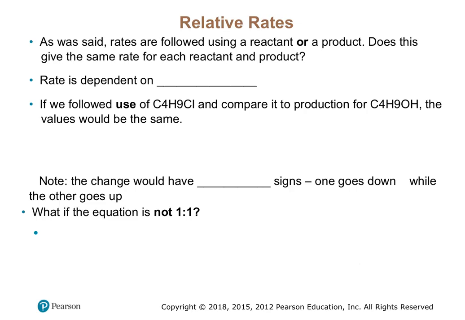So the last thing we're going to do on this section is talk about relative rates. We already talked about how we could measure the rate of a reaction following the reactants or products, but it would depend on which reactant and product. So rate does depend on stoichiometry.